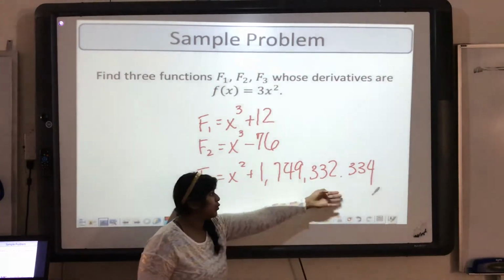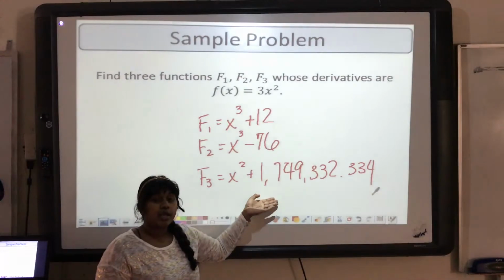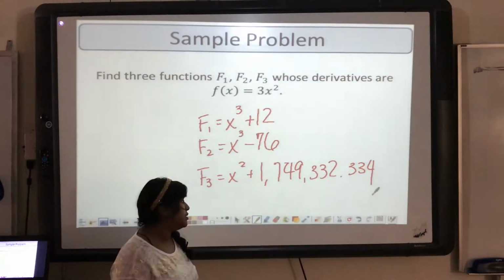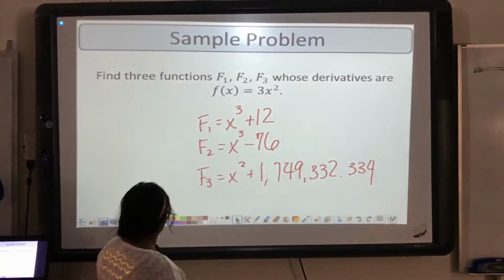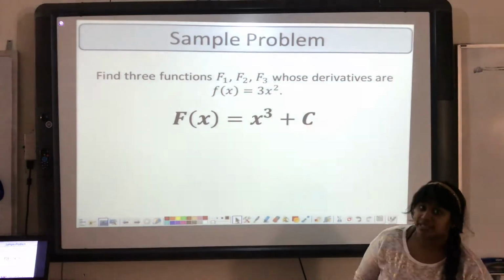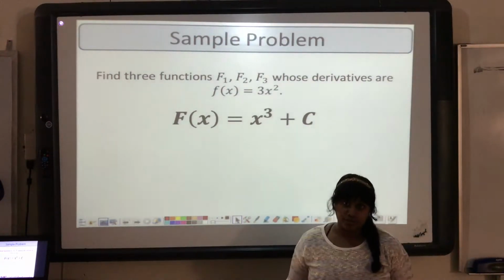It doesn't matter what that value is. I can put down anything and this will still be a true statement, because the derivative of any constant is going to be 0. Well, why did we develop this pattern? It's to prove this: x cubed plus c. That's what we want to see on all of our integrals.